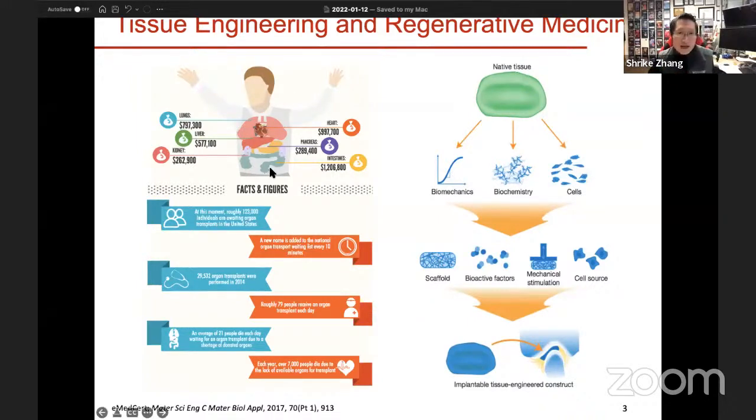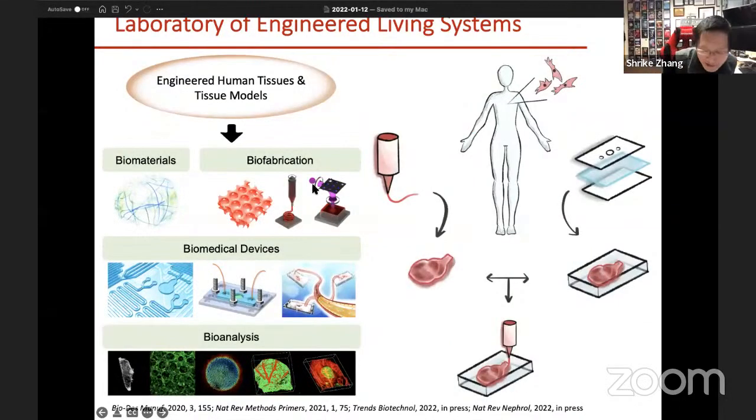So with all those in mind, our lab has been really interested in different aspects of how we can produce these functional human tissues and organs in different ways. And these can range from biomaterials engineering to biofabrication, and in particular bioprinting, and all the way to these biomedical devices, and eventually to these bioanalysis capacities to allow us to really assemble these tissues and organs in different ways for their different applications.